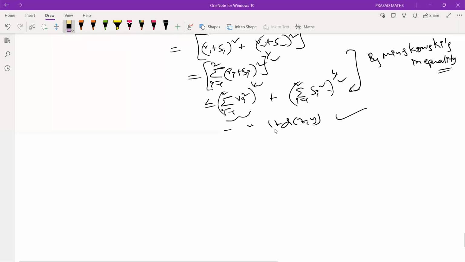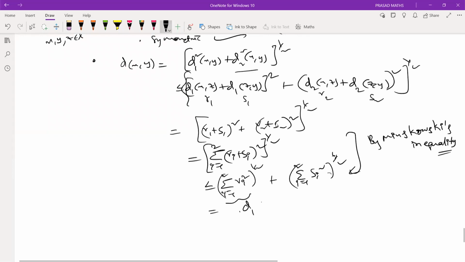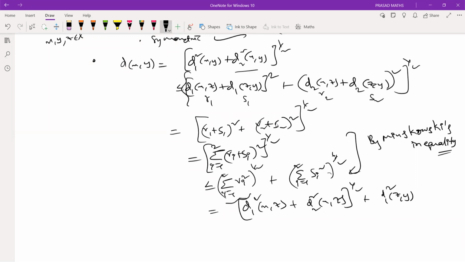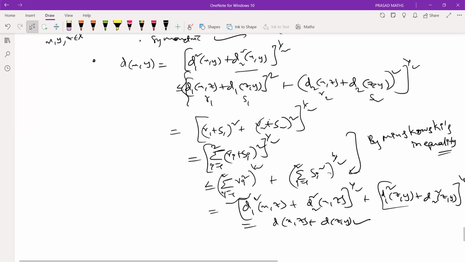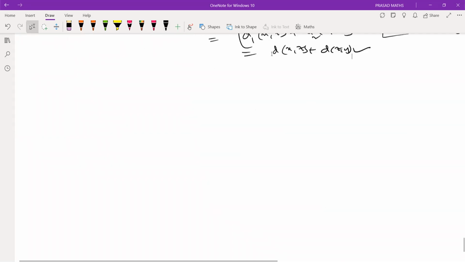You need to simplify it. So what you get is: what is R1? R1 is d1 of x comma z whole squared, and R2 is d2 of x comma z whole squared, whole power 1 by 2, plus S1 squared, which is d1 of z comma y whole squared, plus d2 of z comma y whole squared, whole power 1 by 2. What is this? This is nothing but d of x comma z plus d of z comma y. Therefore, it is always a metric. Is it clear, all of you?